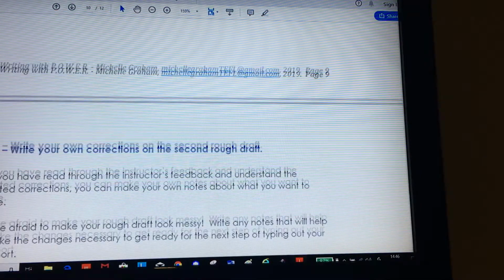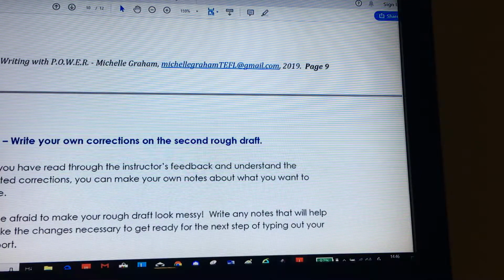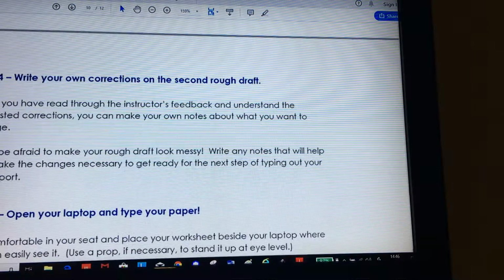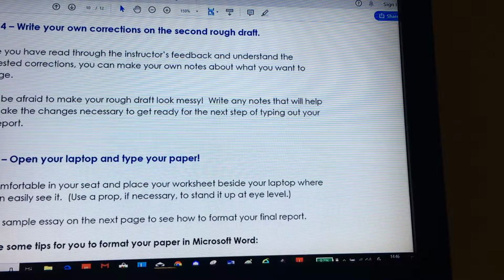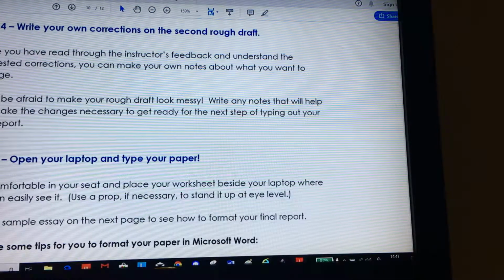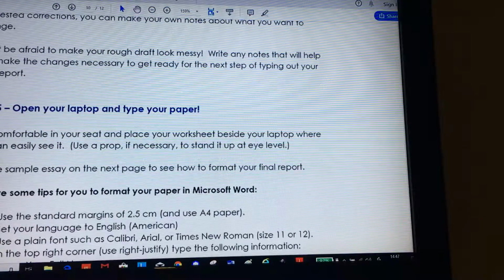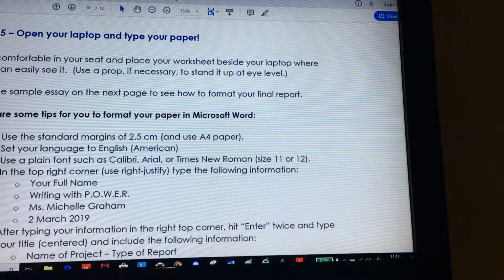So now that you've taken a look at all of the corrections that I've put on your second rough drafts, I want you to make your own notes. Go back over your rough drafts and think about things that you want to change. Write notes in the margins, scribble on things, cross out stuff, and please don't be afraid to make your rough draft look a little bit messy. You'll want to write any notes on it that are going to help you do your final report. The next step is getting on your laptop and typing that paper.